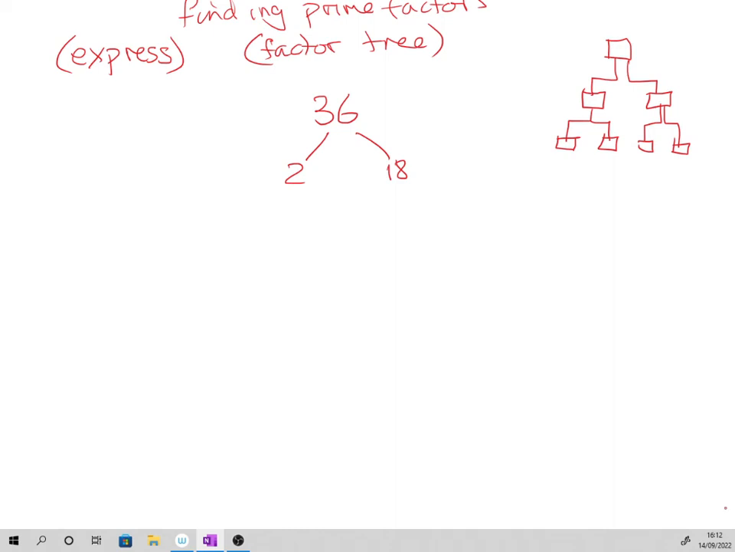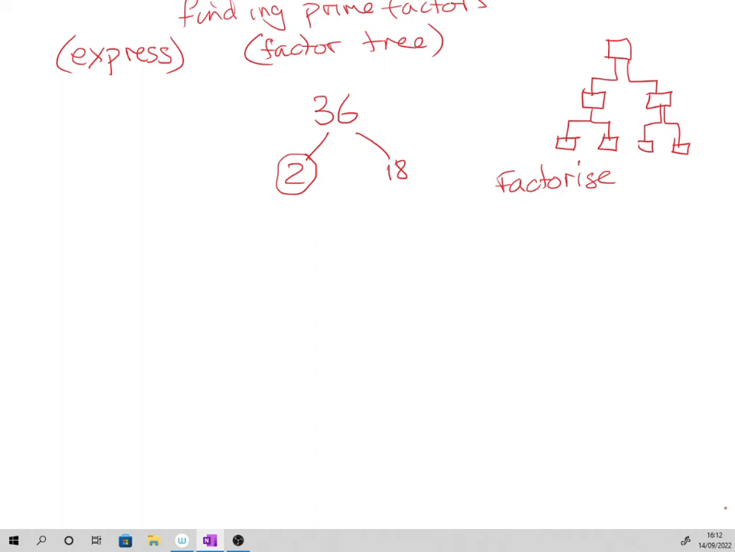Because factors of 2 is 1 times 2, and you go on and on and get nowhere. So now we look at the other number and we say to ourselves, or somebody else, can we factorize this number? Yes, we can. So we can factorize it further.